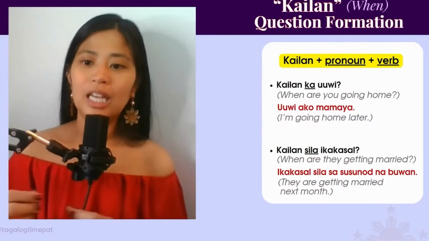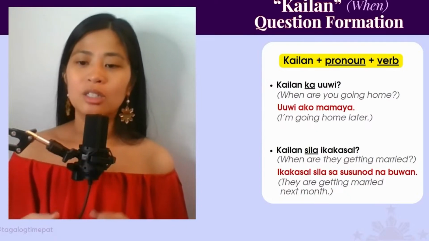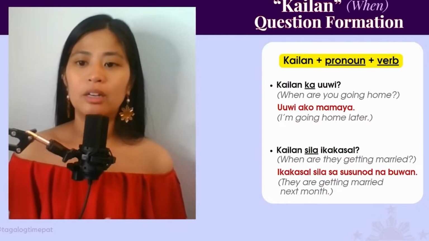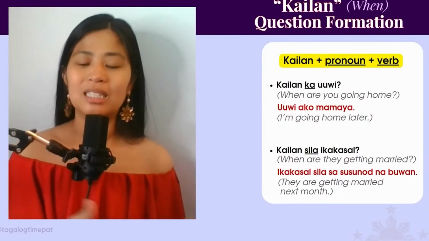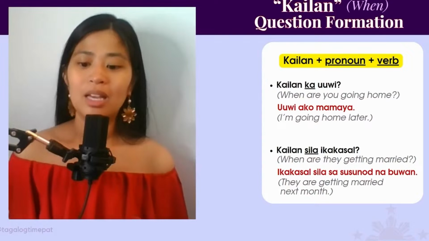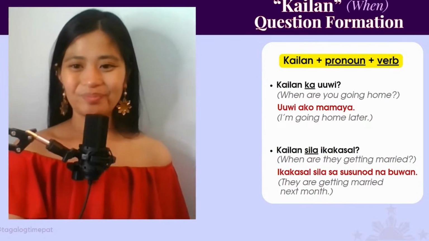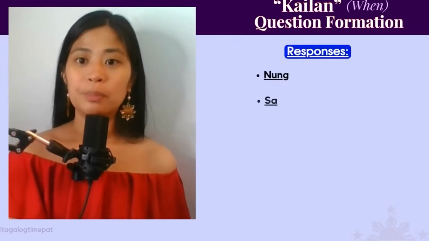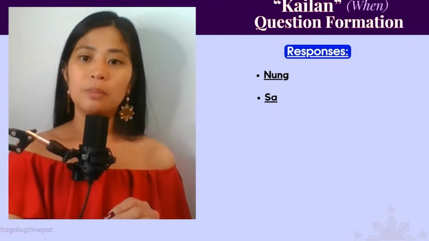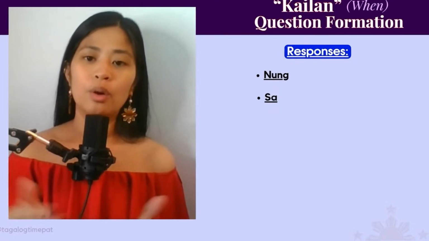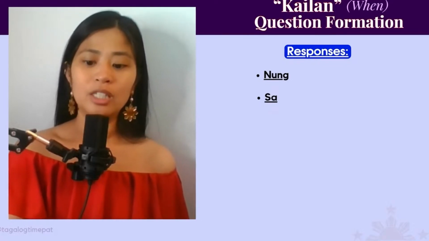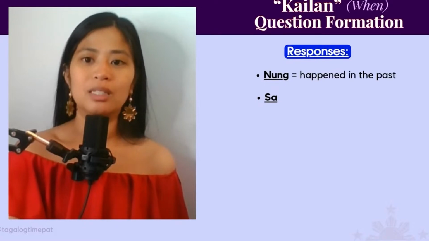So we're pulling those patterns of conjugation and the vocabulary words from those lessons, and now we are using them in a hypothetical conversation, right? So it's all building on each other. Now I want to show you the responses. The response might have the word nung or sa. We already talked about sa. Let's see what nung means.